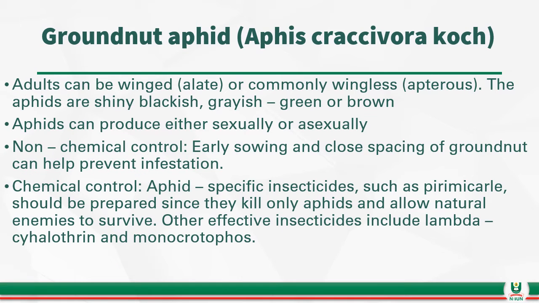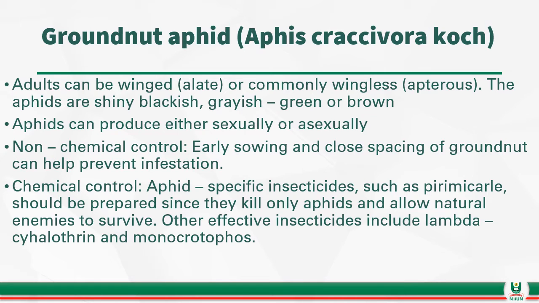Still talking about the groundnut aphids, the adults can be winged or wingless, and the aphids are shiny, blackish, grayish, green or brown, like we saw in the other picture. That one is kind of blackish, grayish, and these aphids reproduce either sexually or asexually. So how is it controlled non-chemically? You plant early, and use close spacing of groundnut. This can help reduce the infestation. When you plant early, because this pest is most prevalent in the late season, in the dry season.